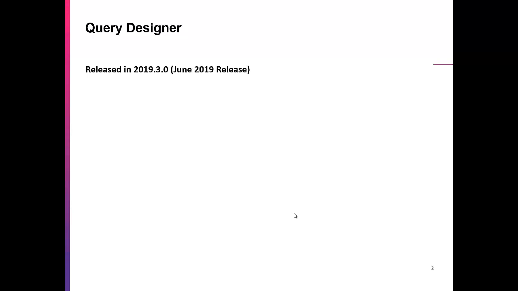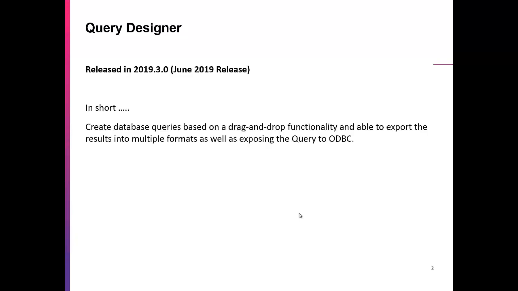So what is Query Designer? Query Designer was released in the 2019.3.0 release, that's the June 2019 release. To sum this up in a few lines: it lets you create database queries based on drag and drop functionality, and export the results into multiple formats, as well as exposing the query to ODBC so it can be used outside of Greentree.